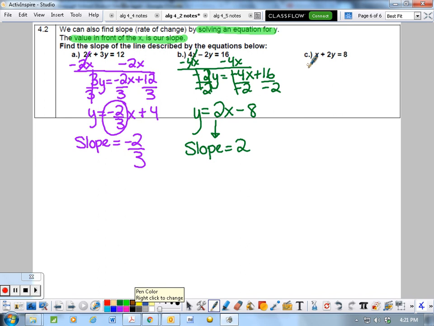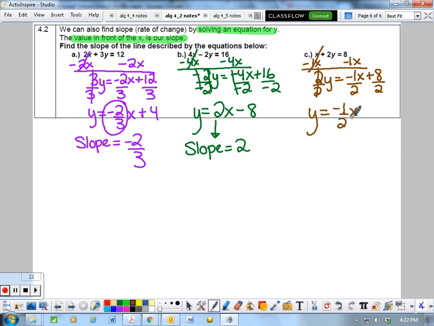Now our last one, we move our x, so I'm going to subtract 1x on both sides, keeping in mind that these are not like terms. So on this side, they do not combine. I now have 2y equals negative 1x plus 8. And now I have to divide everything by 2. That's why we always save the dividing step for last if we can. Because if we end up with awful fractions, then we don't have to do anything else with them. So y equals negative 1/2 x plus 4. And so our slope is negative 1/2.